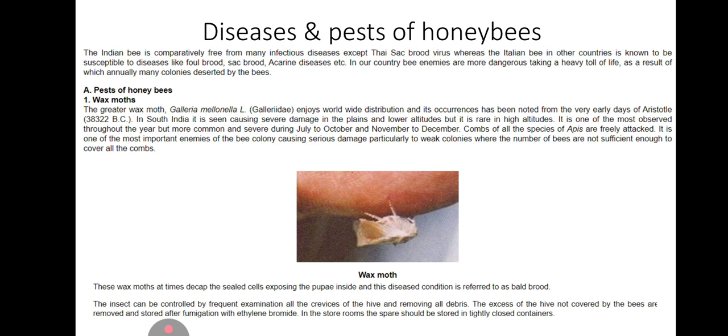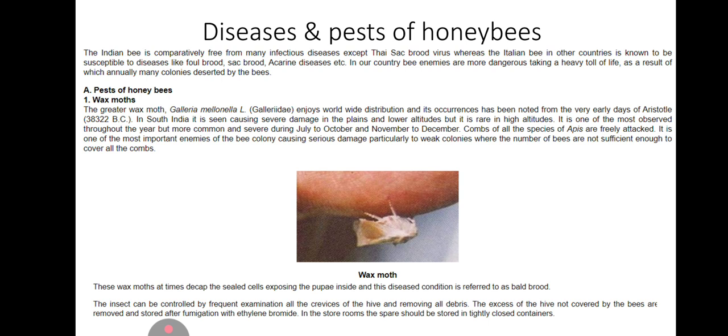The Indian bee is comparatively free from many infectious diseases except Thai sacbrood virus, whereas the Italian bee in other countries is known to be susceptible to diseases like foulbrood, sacbrood, acarine disease, etc. In our country, bee enemies are more dangerous, taking a heavy toll of life, as a result of which annually many colonies are deserted by the bees.